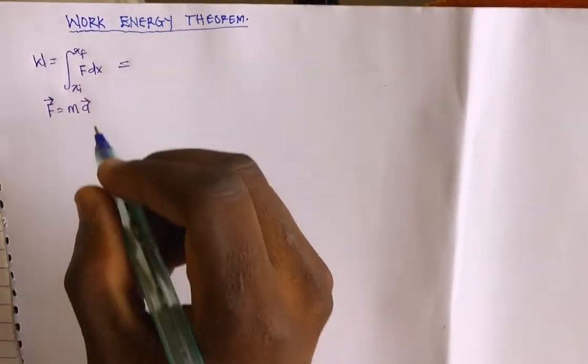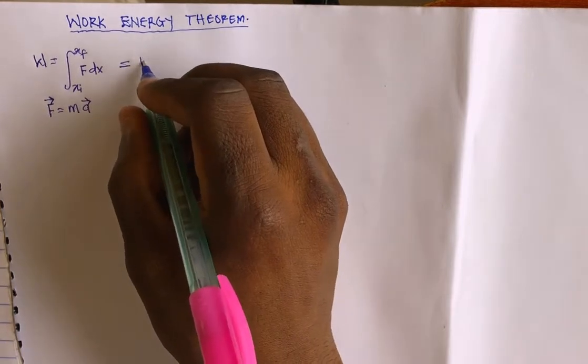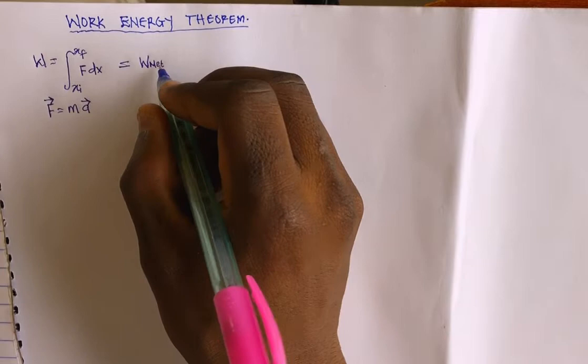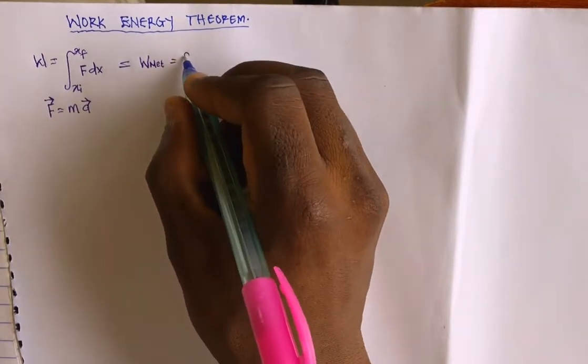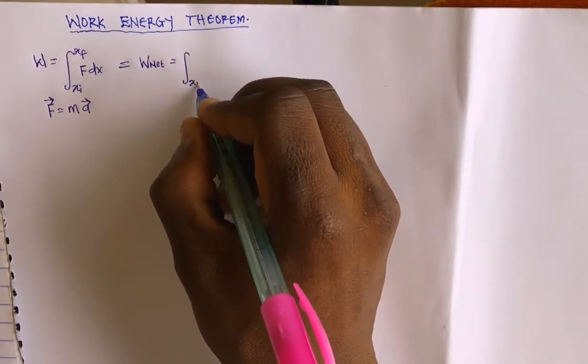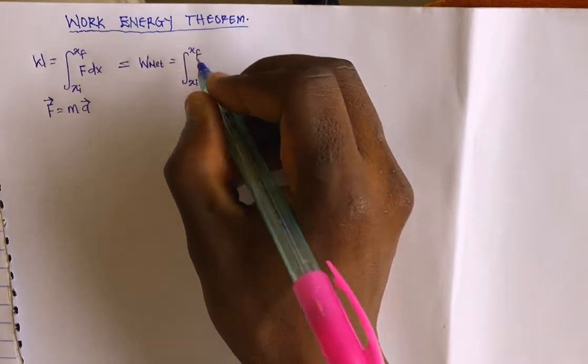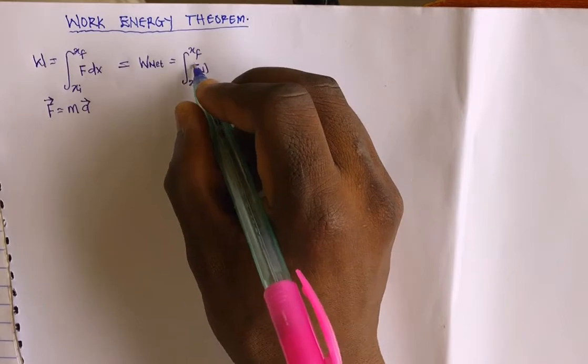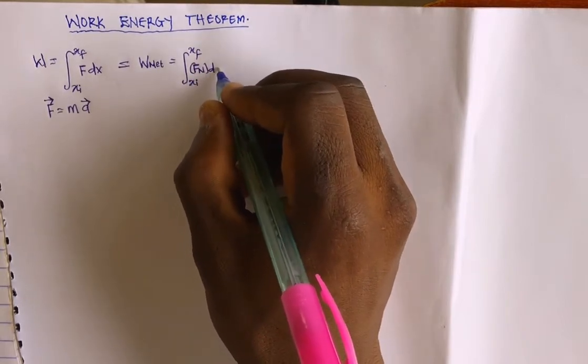We can rewrite this as the total work done, that is the net work done of a body, which is equal to the integral from initial position to final position of net force with respect to position.